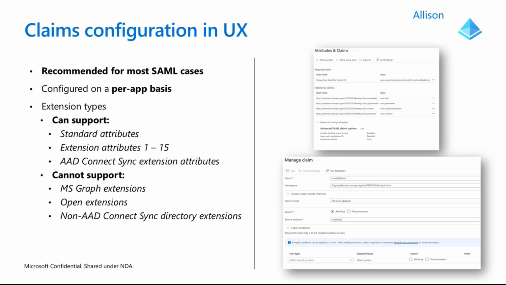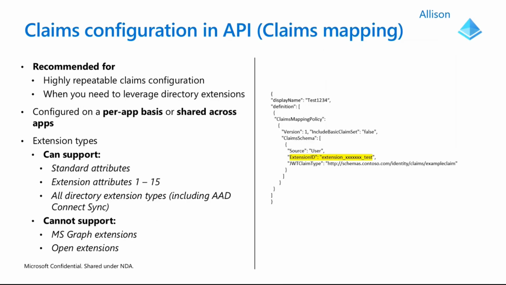And then the API is recommended for highly repeatable claims configurations, and when you need to leverage directory extensions. It's configured on a per-app basis, and you can actually share them across apps as well, although that becomes less practical in practice because claims are often configured per app.